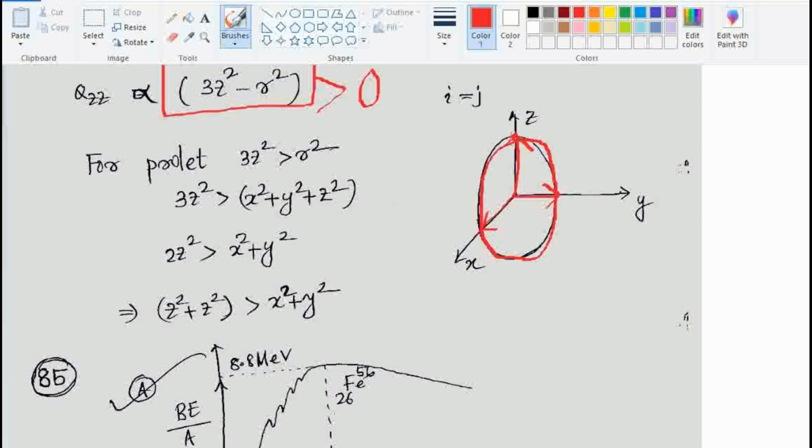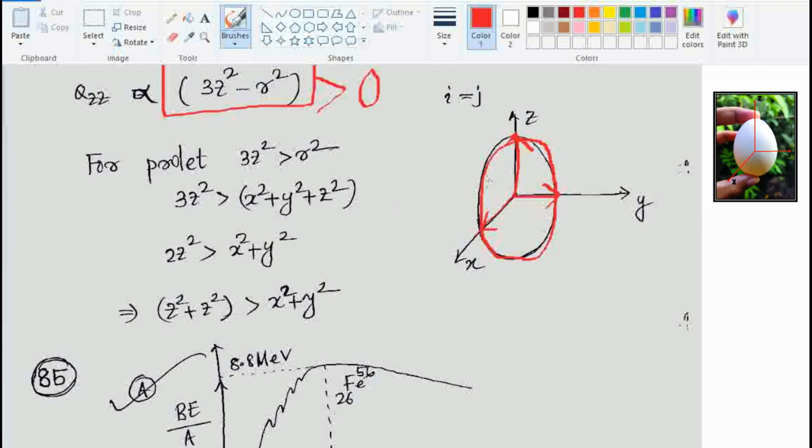And if you cannot imagine what is the shape of this type of nucleus, then imagine there is an egg and you are keeping that egg in this shape in your fingertips. Like I have pasted the image in this figure. You see, this is the prolate shape. This is the prolate shape.